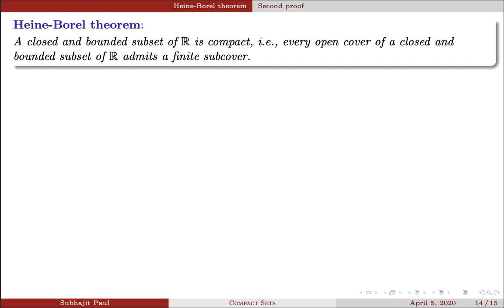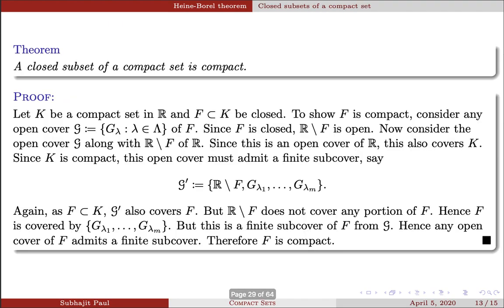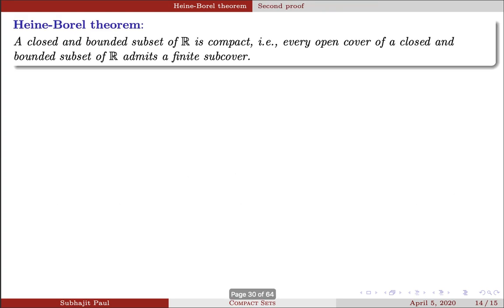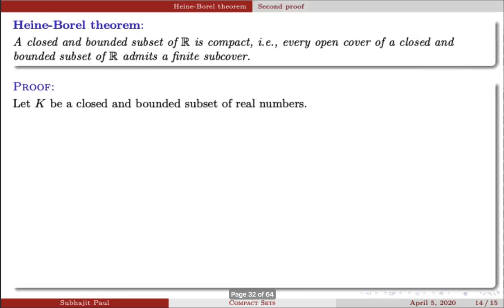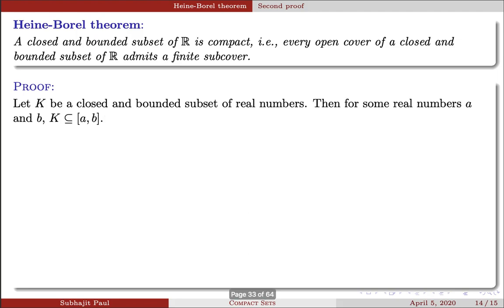So this is the Heine-Borel theorem: a closed and bounded subset of R is compact. That is, every open cover of a closed and bounded subset of R must admit a finite subcover. So here we are going to do the second proof of this theorem using the theorem that a closed subset of a compact set is compact. Fine? Alright. So the proof starts this way. Let K be a closed and bounded subset of real numbers. Then for some real numbers A and B, K must be within the closed interval [A, B], since it is bounded.